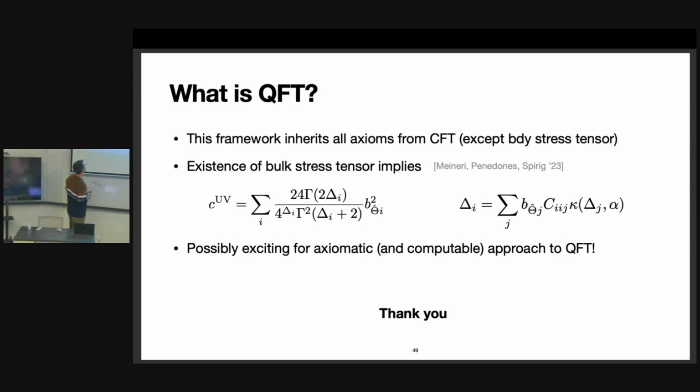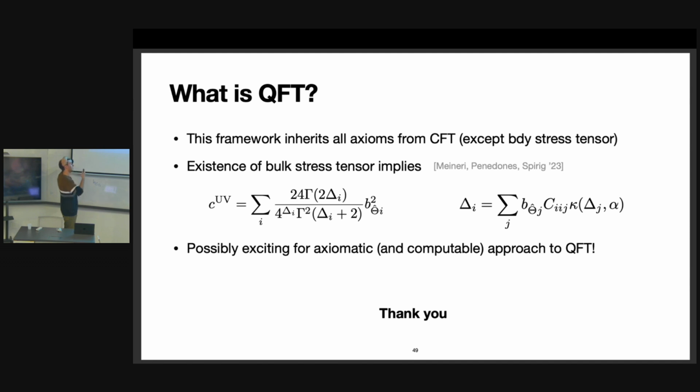And so just to close, I wanted to say that if you care about axiomatic QFT, then this might be something interesting because it inherits all the axioms of CFT except for the boundary stress tensor. Then you supplement it with these equations and with the B's, and then everything is sort of concise and well defined.